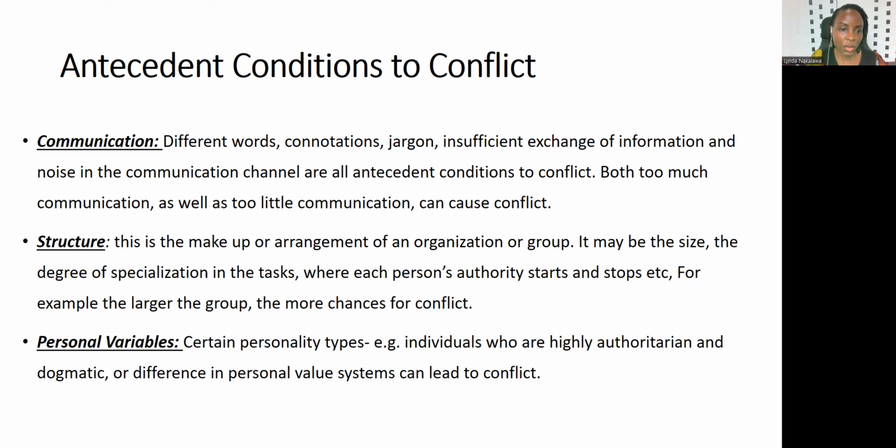The other antecedent condition that we are going to look at is structure. This is the makeup or the arrangement of an organization or a group. It might be the size of the group. If a group is too big, then there are chances of conflict. It might be the degree of specialization in the tasks.